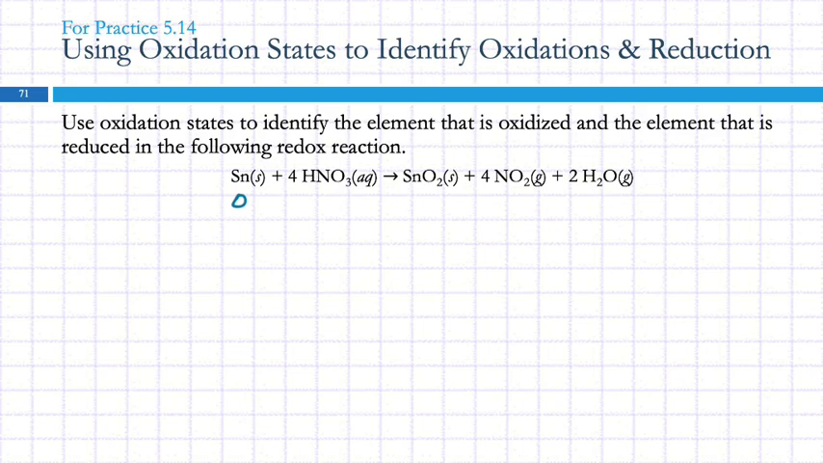Do I have any other elements by themselves? No, but here I have an ionic compound, right? Ionic compound, so this has tin ions and oxide ions. What's the charge on the oxide ion? -2. So the oxidation state is the same as the ion charge here. What's the charge on the tin ion? +4. So its oxidation state is +4. Same as the charges.